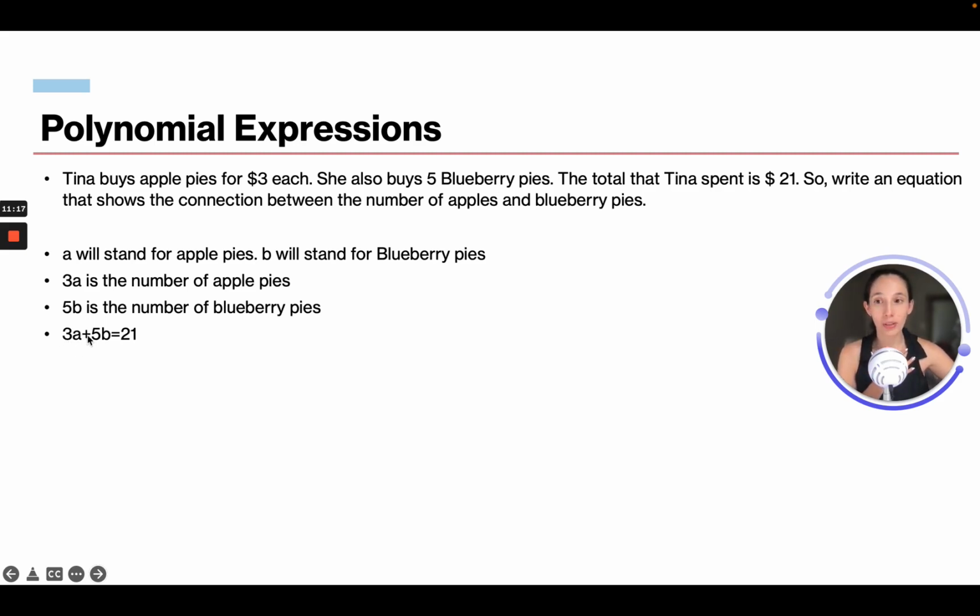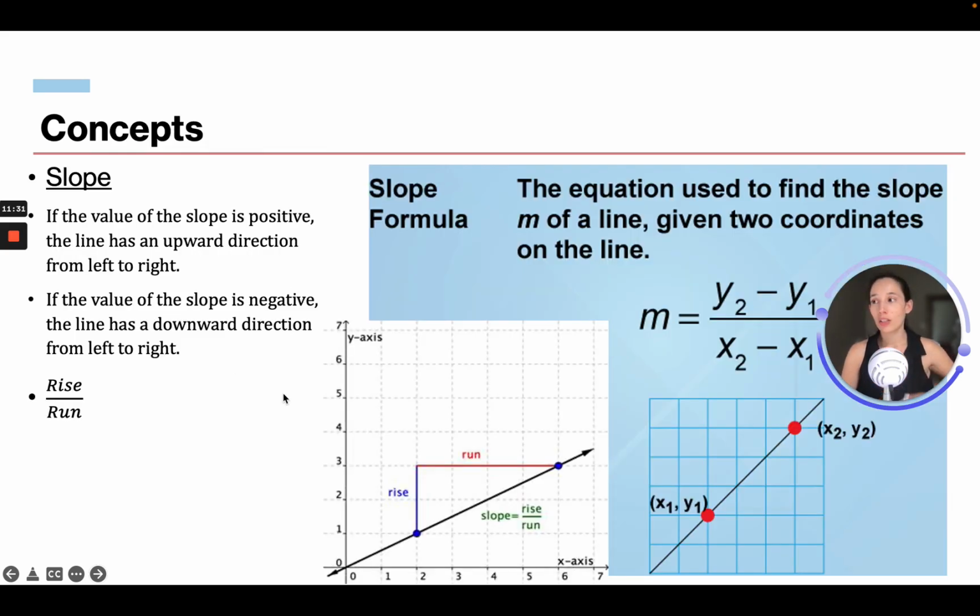So it's 3A plus we have 5 blueberry pies, but we don't know how much they cost. So the cost is the B, and that's going to equal 21. That is breaking that down a little more. All right, so some important concepts.